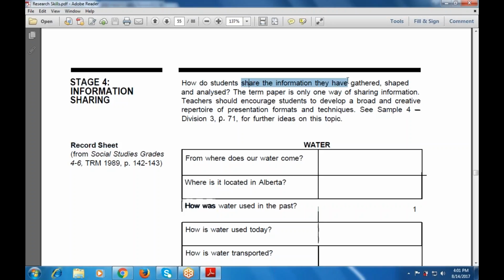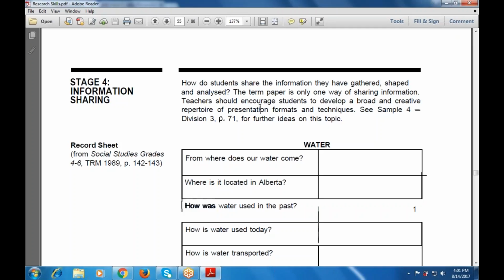How do the students share the information that they have gathered, shaped and analyzed? The term paper is only one way of sharing information. Teachers should also encourage the students to develop a broad and tentative repertoire of presentation formats and techniques. So this division will be used for further ideas. So this is one of the record sheets.